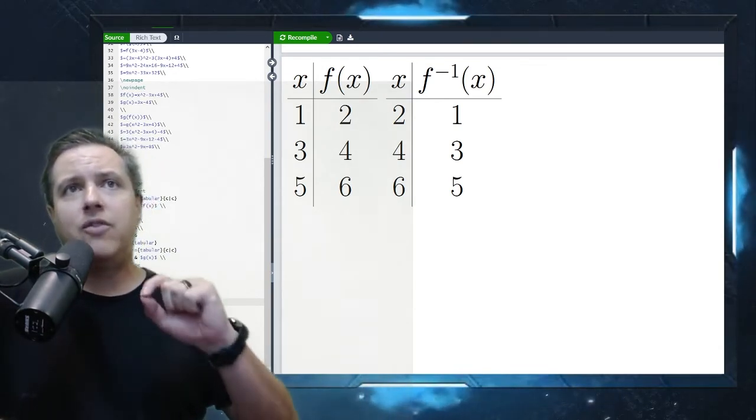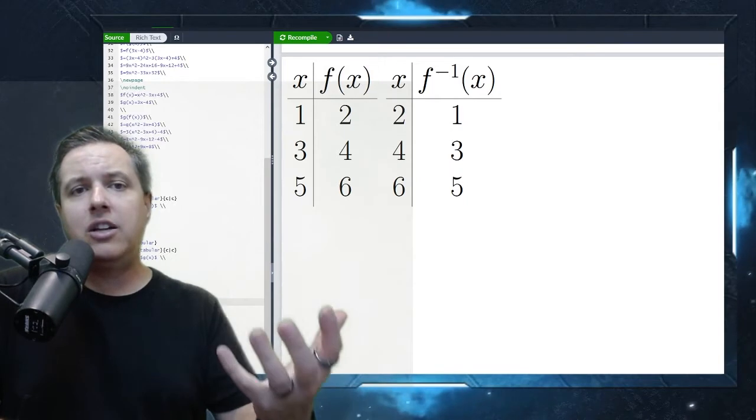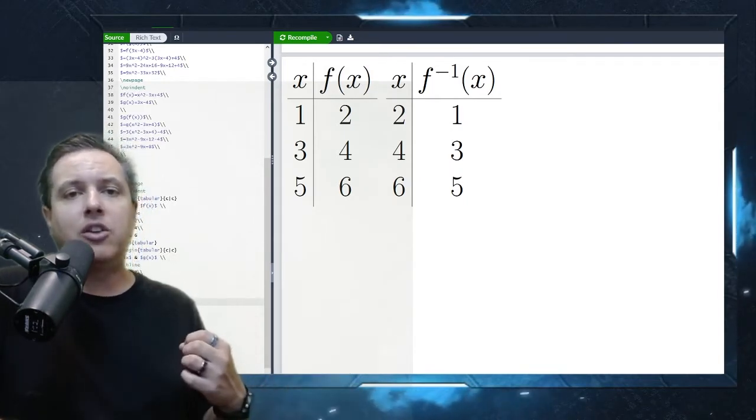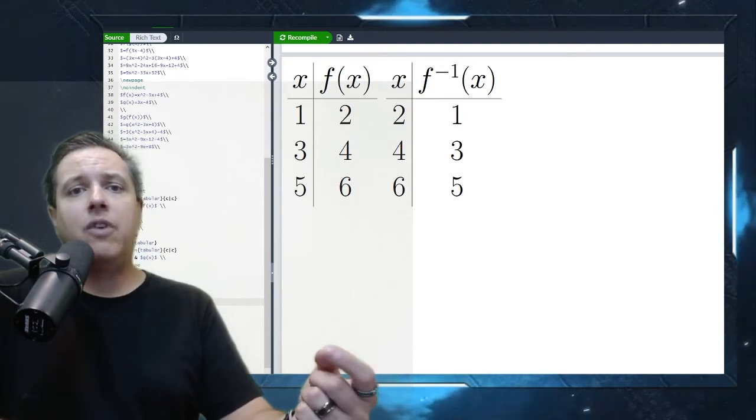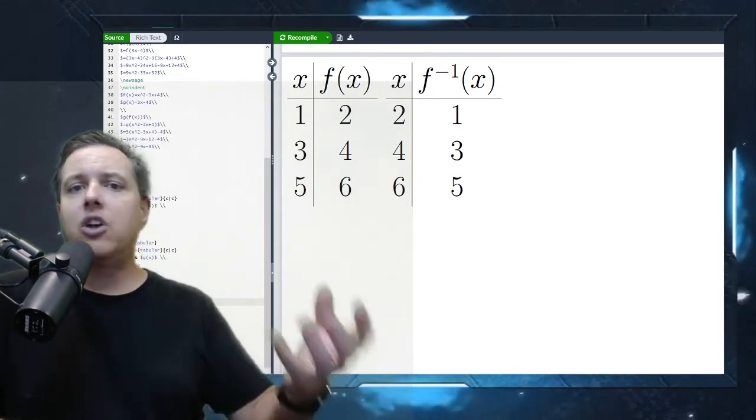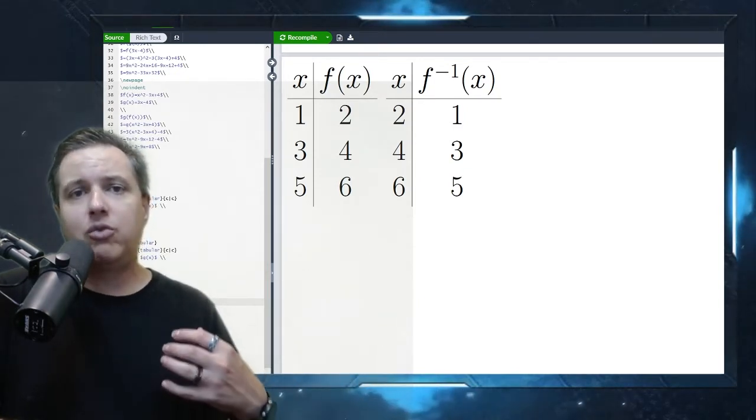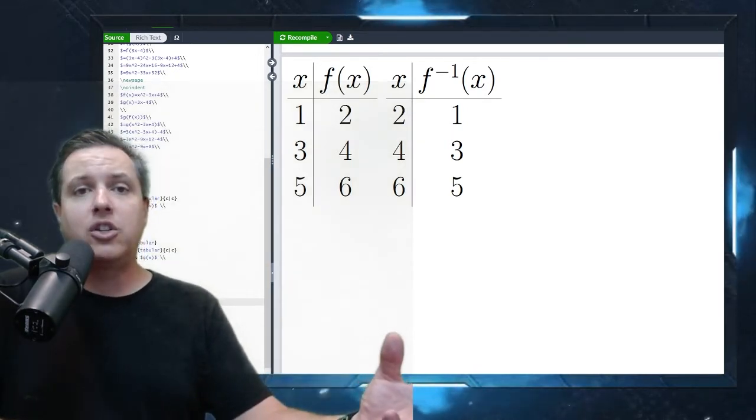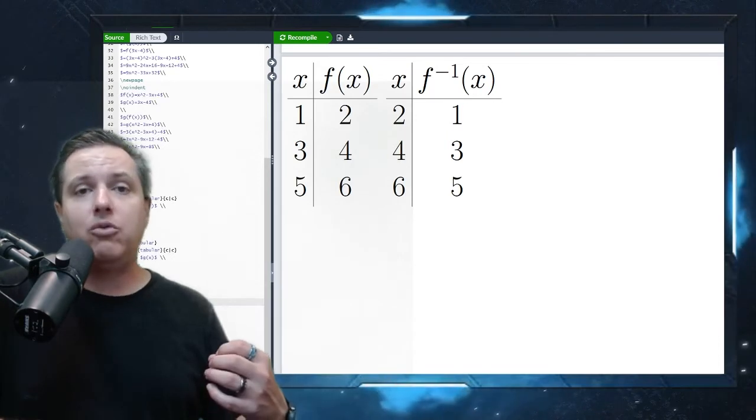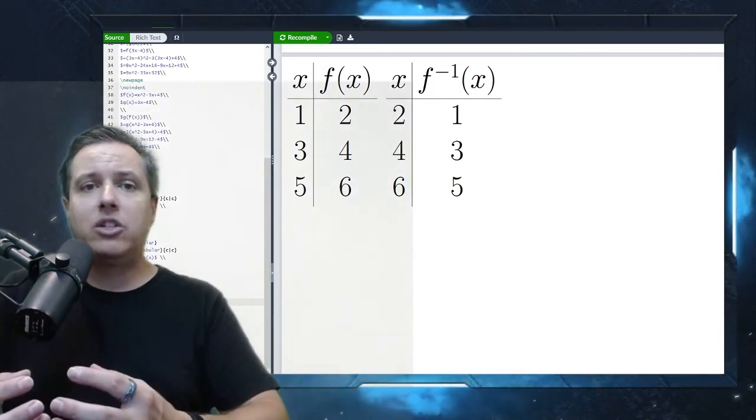Essentially, what an inverse function does is it undoes the original function. So if I have a function that adds 50 to something, then the inverse function would subtract 50. It would just undo whatever the original function was doing. So if we have a function that multiplies by 2, then the inverse function is going to divide by 2, right? So it just puts it back in its original state.